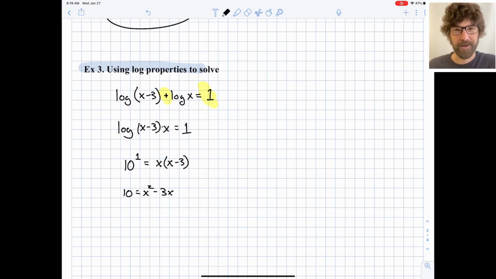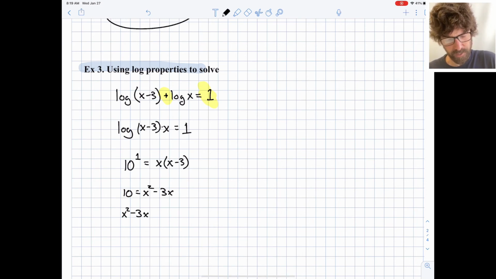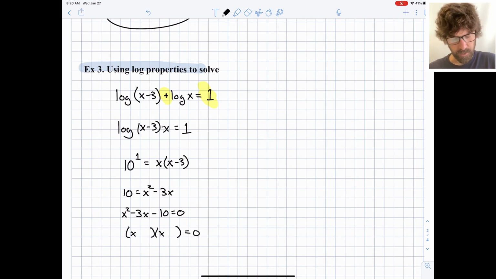Now you might be thinking, well, how the heck do we do this? Looks like we have a quadratic equation we need to solve. So the way we do that, we typically try to get the expression equal to 0, and then we can see if we can factor or use the quadratic formula. So I'll subtract 10 from both sides and rearrange. And it looks like this is factorable right now, which is nice. So I can factor this into x minus 5 and x plus 2.